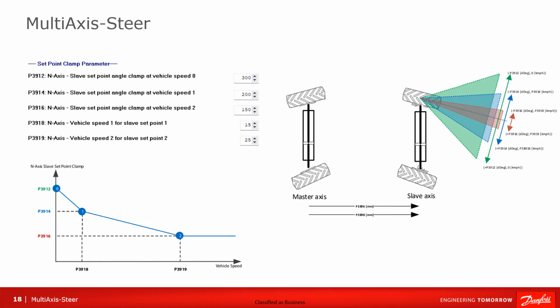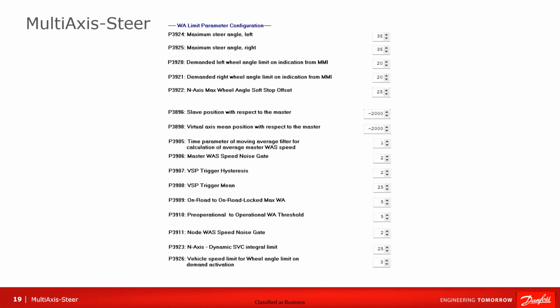The set point clamp parameters make it possible for a wider wheel angle at lower speeds while limiting the range at higher speeds. The maximum steer angle is used to set the maximum wheel angle of the slave axis. This is based on the geometry of the machine. The demanded wheel angle limit parameters set a max wheel angle for the slave axis when requested by the MMI. This is not used for the sharpest possible turning angle.